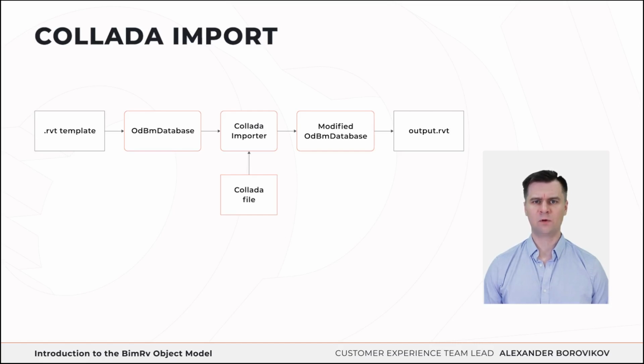Overall, the schema of Collada import looks the following. First, we read an RVT template file to the ODBM database. Then we load the importer model and create the importer. We provide the properties of the importer, including the path to the Collada file, and call the import method. After it, we get the modified ODBM database with the Collada geometry being imported. And now we're able to save this modified ODBM database as the output RVT file.